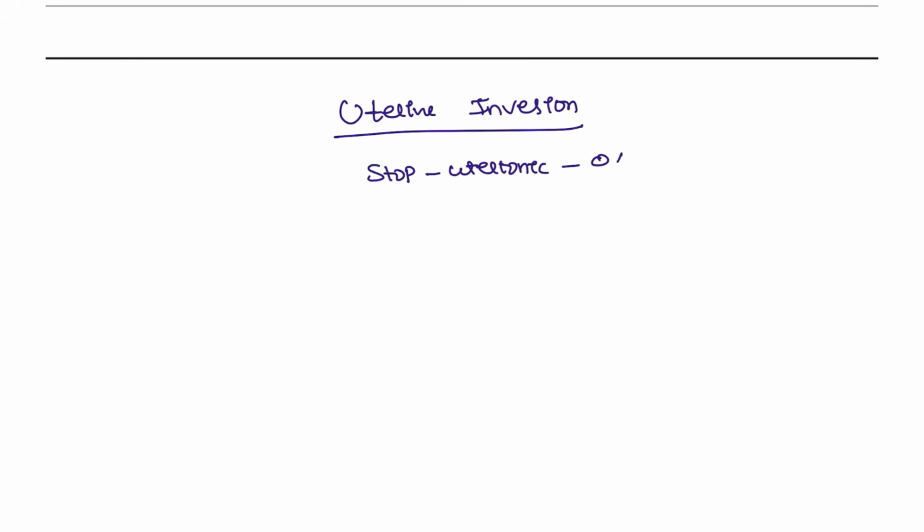Next, uterine inversion. That means the uterus has turned inside out. How can we treat this patient? First, stop the uterotonics. That means stop the oxytocin. Then start the terbutaline. This is for relaxation, right?